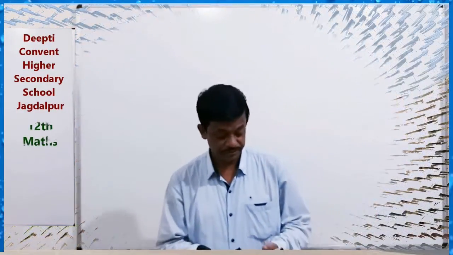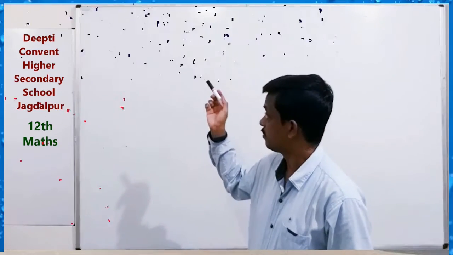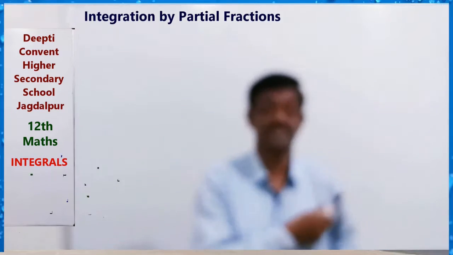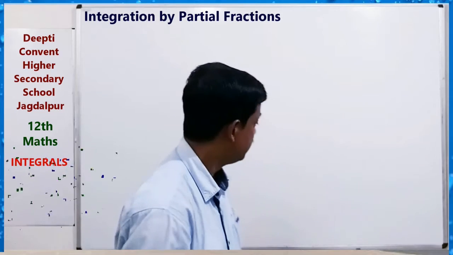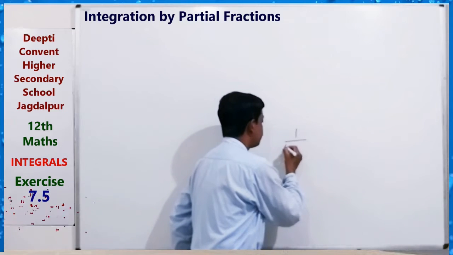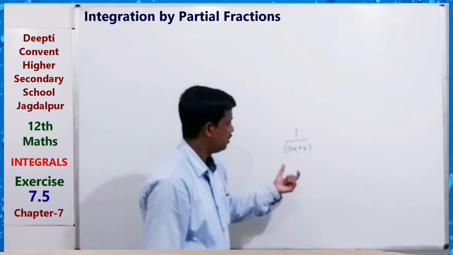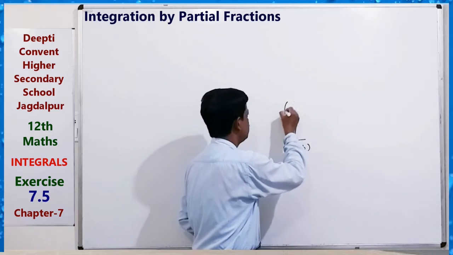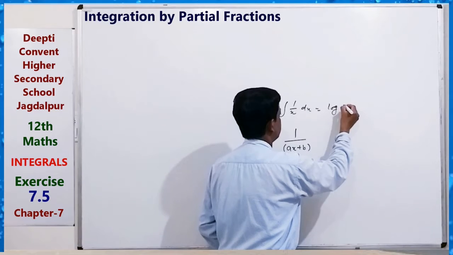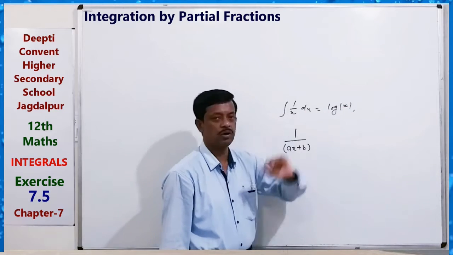Hello dear students. Today I will discuss integration by partial fraction. Partial fraction, we know the integration of 1 upon a linear factor, that is ax plus b. Suppose 1 upon a linear factor. That means we also know this is equal to what? Log of mod x. Okay, we know the integration of 1 by x is log of mod x.